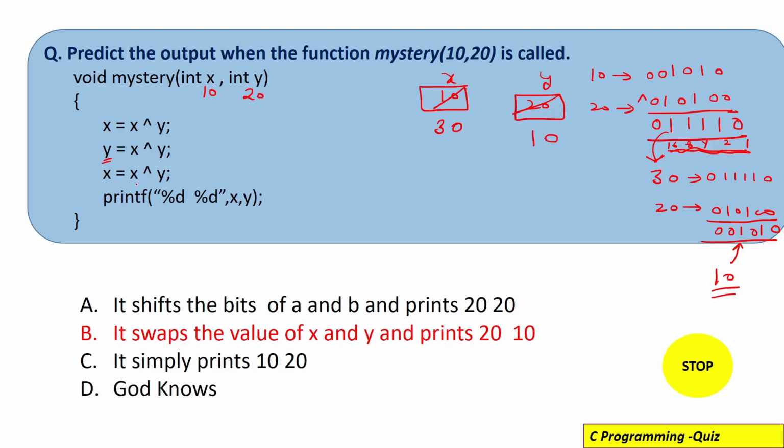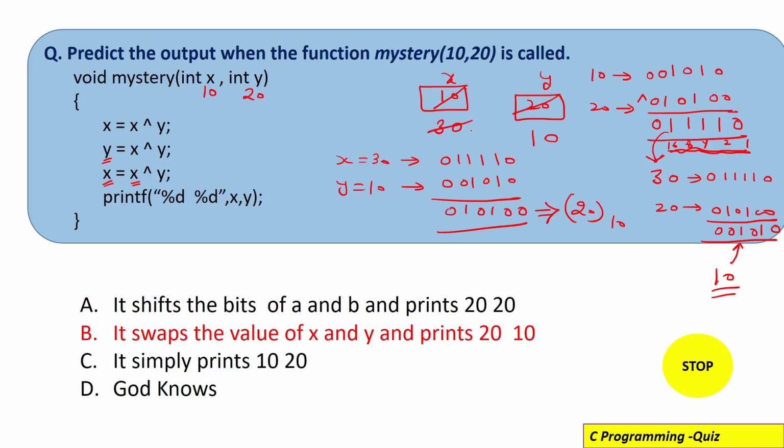Now again we are applying this XOR operator on x and y. Currently x is 30 and y is 10. Let's apply the XOR operator after converting them into bits. If we convert this answer into decimal, it will be 20. So 20 is getting saved inside x. Now we can see inside x we are getting 20 and inside y we are getting 10.